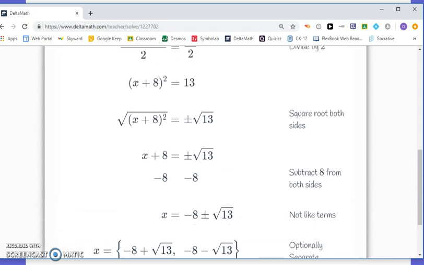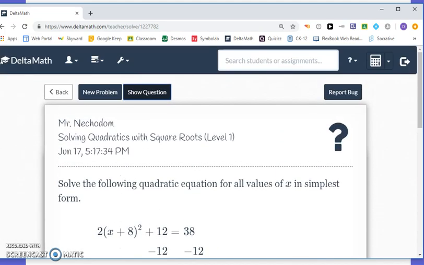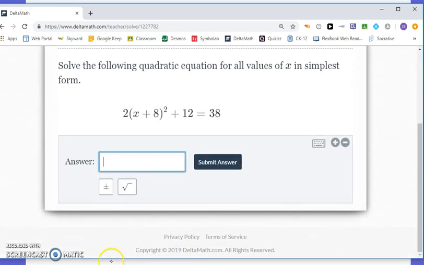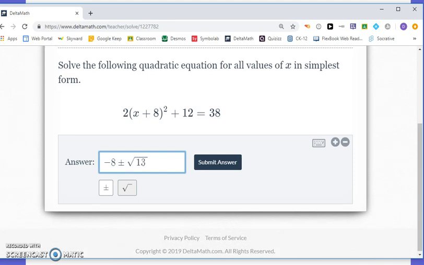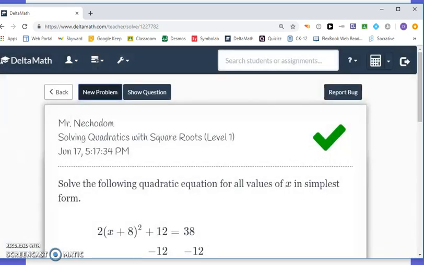And so let me scroll up here, show the question. That was negative 8. Press the plus or minus key, square root 13, and there's your answer. Okay, so that gives you some idea of how to get those typed in there.